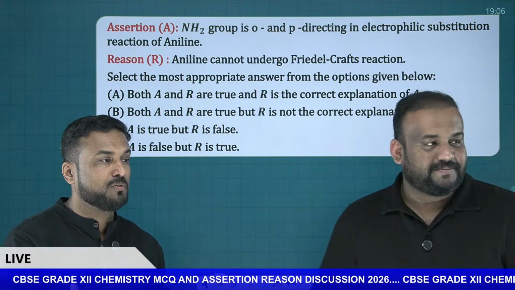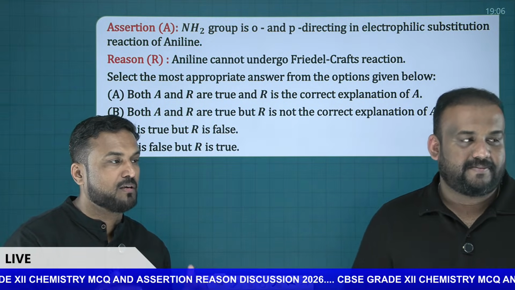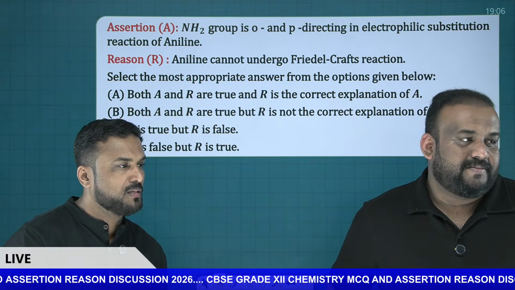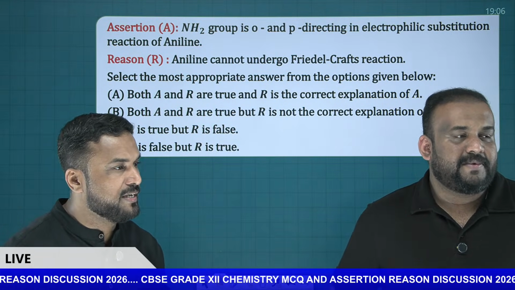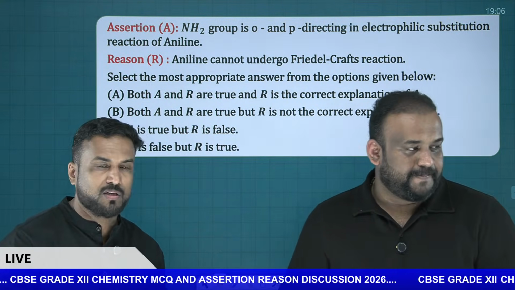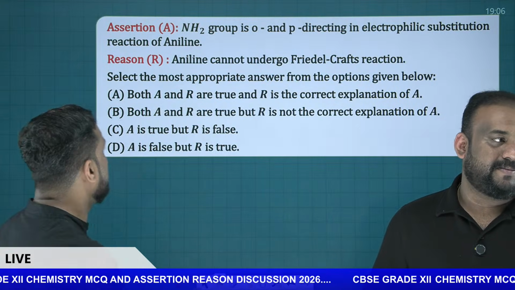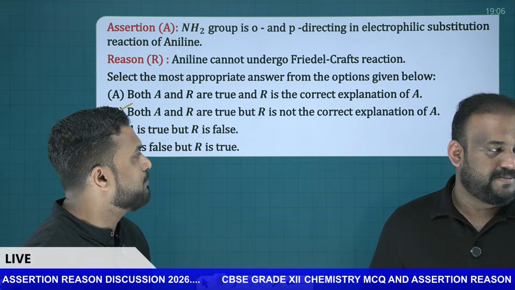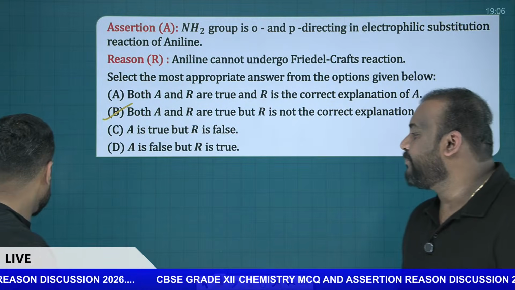And you know the reason for this one, right? Why does aniline not undergo Friedel-Crafts reaction? That is quite an easy one. Aniline is a basic one, and the Friedel-Crafts reagent AlCl3 is a Lewis acid, so they will form a salt. That is the reason why. Fine, it's correct. So both the assertion and reason are true, but not the correct explanation. We will go to the next one.